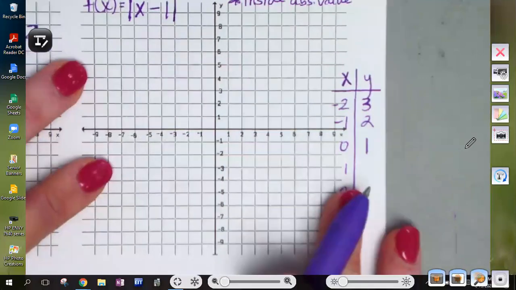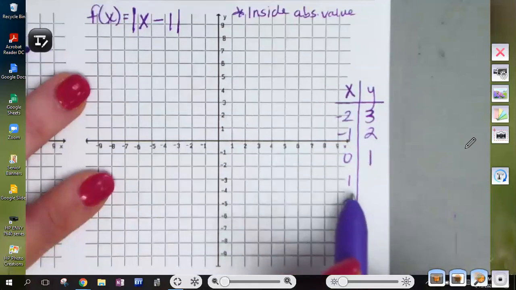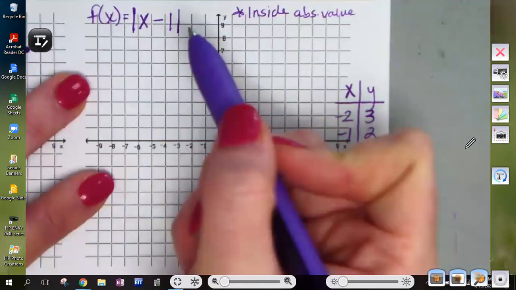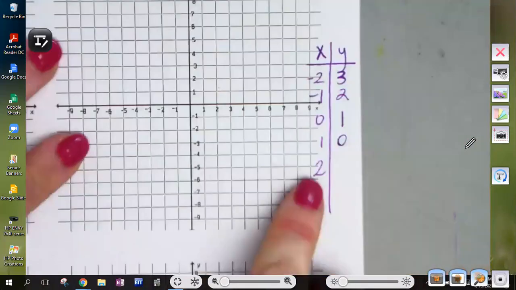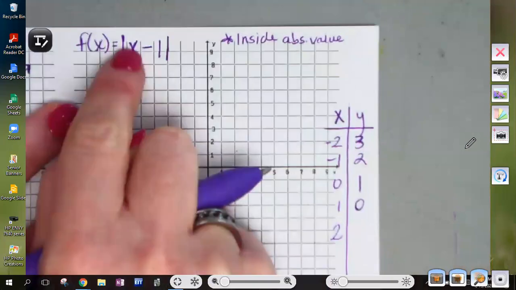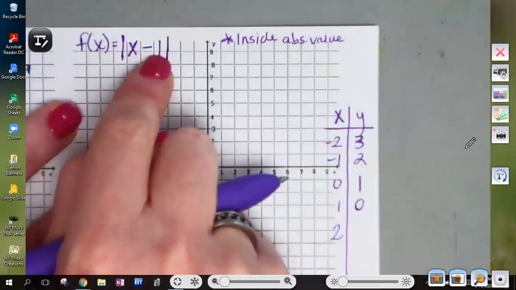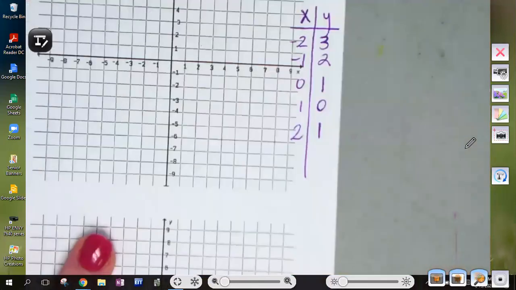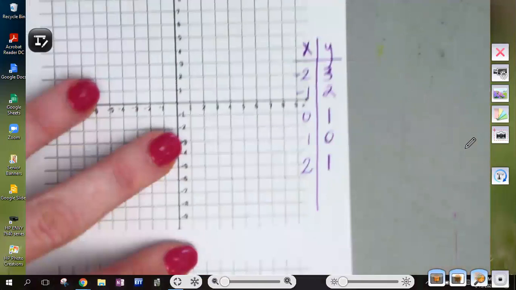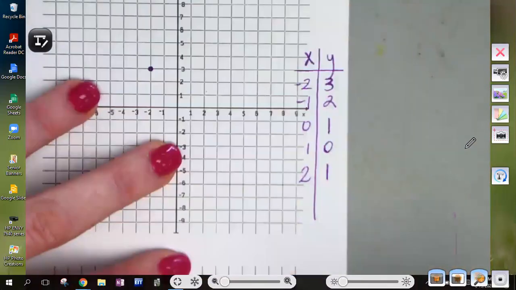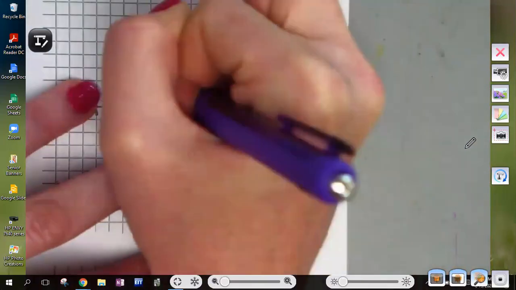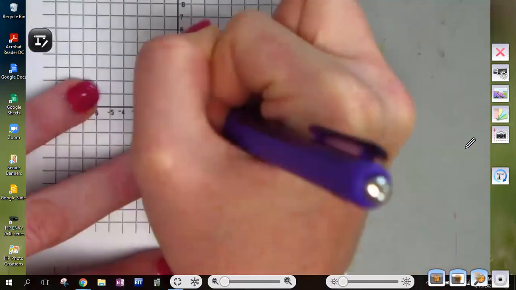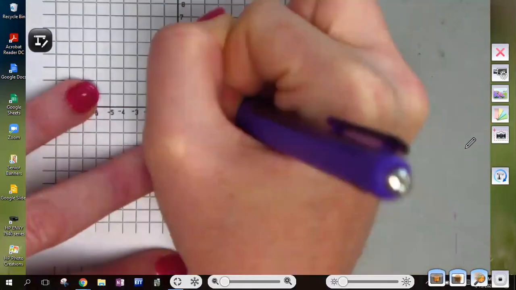Okay, so then we have 1. If our x value is 1, 1 minus 1 is 0, and how far away is 0 from 0? 0. Then we have 2, so we plug that in. What's 2 minus 1? 1. What's the absolute value of 1? 1. All right, so we have some coordinates. Let's graph them. I have -2, +3. I have -1, +2. 0, 1. 1, 0. And 2, 1.